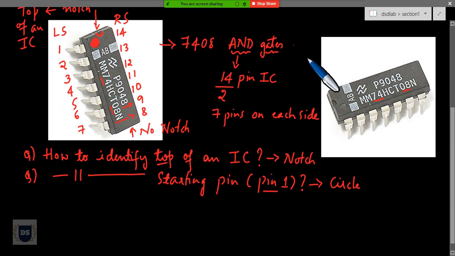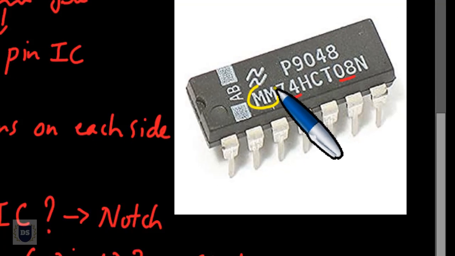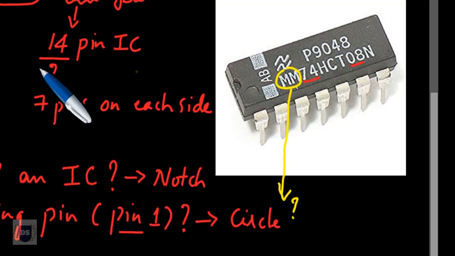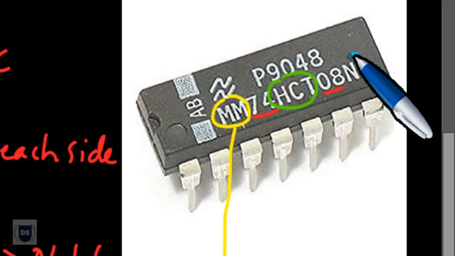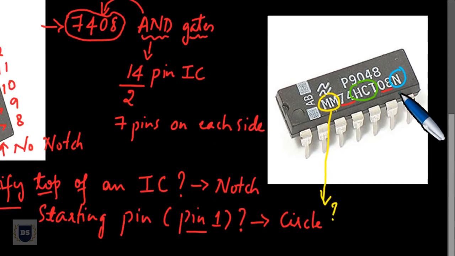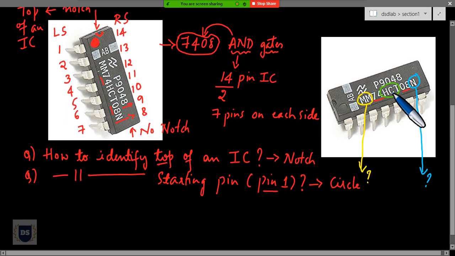So by now we got to know that each of these logic gates is associated with its own number series, and in our lab we will not call it by the AND gate name, but instead we'll make use of these numbers that are used to identify the kind of gate being used. Now we also have a few more alphabets on this IC, like MM, followed by HCT. We have one more alphabet over here, like N. So let's go through all of this in detail.